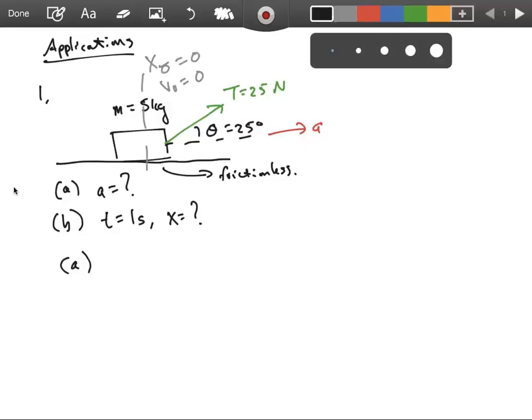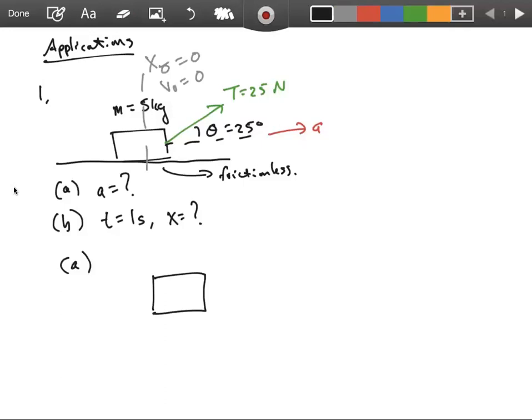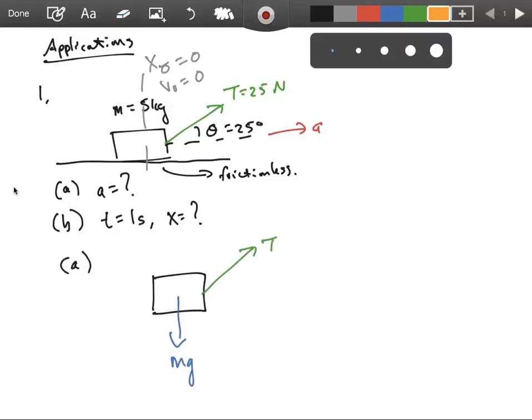For part A, the first thing we're going to do is draw our free body diagram. When it comes to using Newton's second law, the first thing we always do is draw our free body diagram, so let's list all the forces acting on it. We know we have the tension force. There's my tension. We also know there's going to be weight, since it has a mass, so I have mg pointing downward. And since it's on some sort of surface, there must be a normal force, which is perpendicular to the surface. So this is my free body diagram. And again, I said it's frictionless, so there's no friction and we don't have to worry about that.